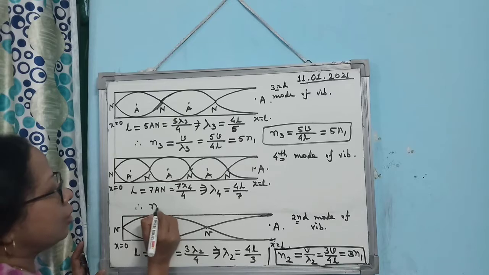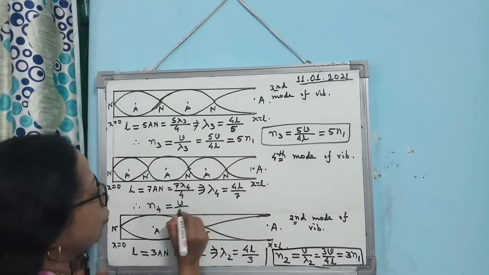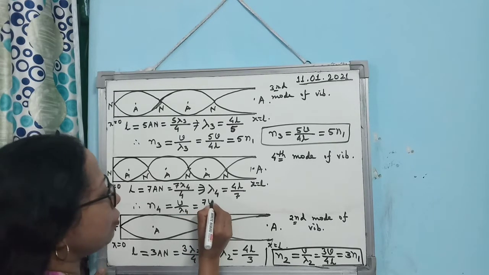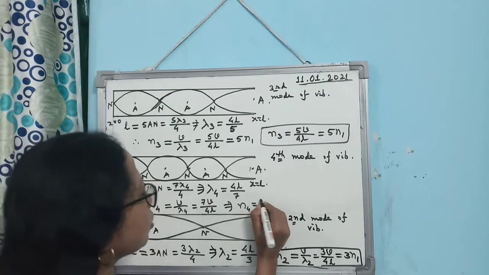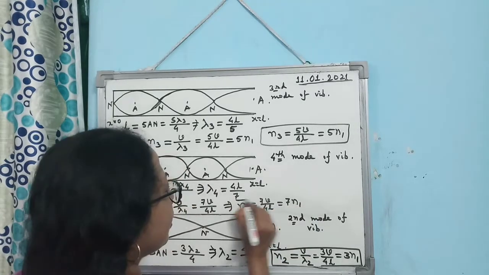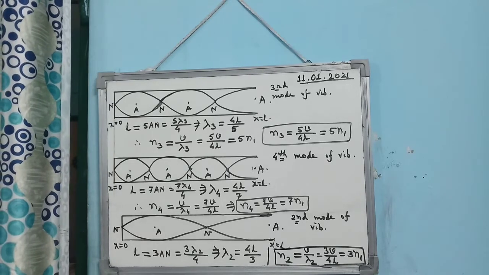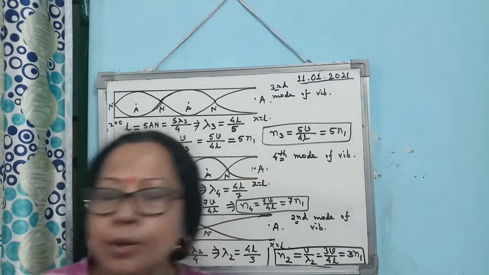So what is the frequency for the fourth mode of vibration? You are getting V by lambda 4, so it is coming 7V by 4L. Means N4 is equal to 7V by 4L, which means 7N1. So what is the result we have got from this discussion? That in the vibration of air column within a closed organ pipe, always odd harmonics are produced.